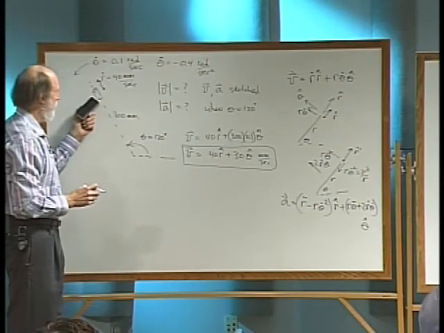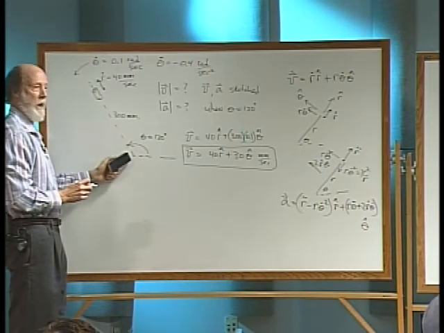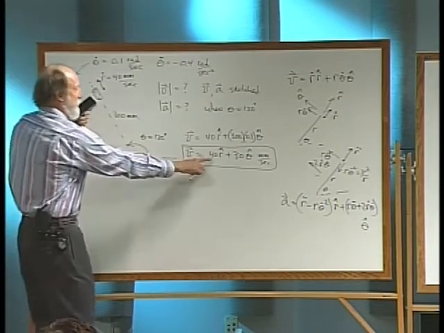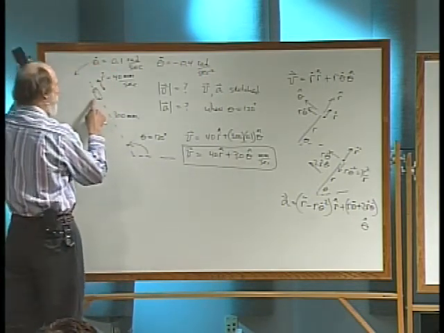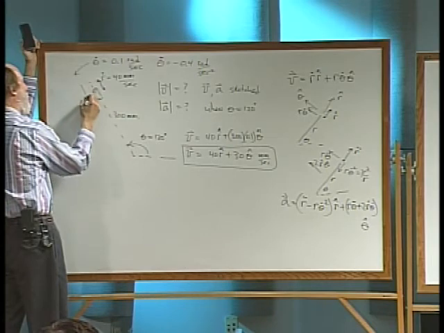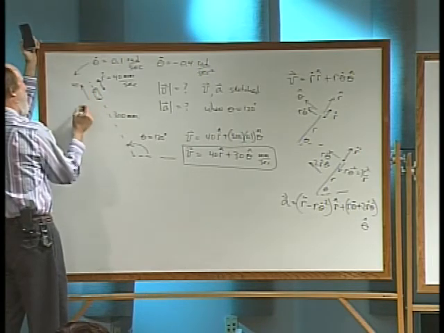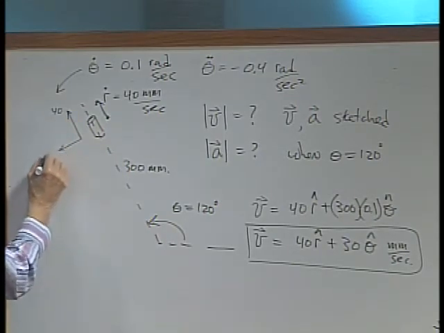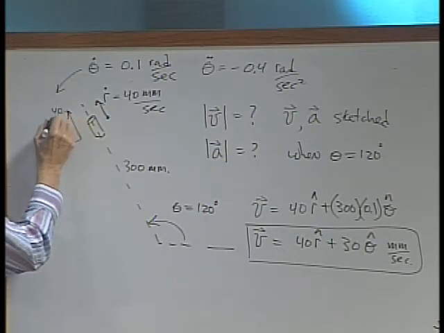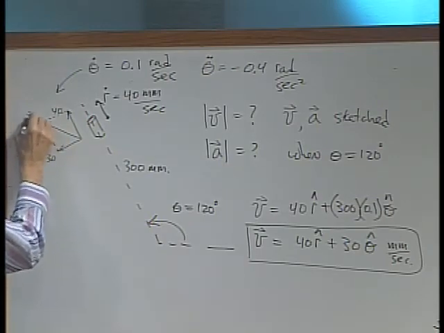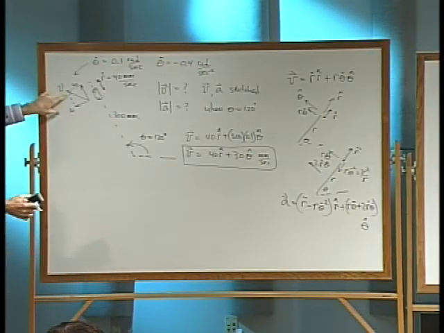If theta is 120 degrees, I've drawn that somewhat accurately here, then I can come up here and lay those two components of velocity onto this sketch. So up here, I would have a 40 r-direction, that's going to be that direction, and I'm going to have 30, trying to stay relative to scale here. So the true velocity vector would be pointing this way, the diagonal.